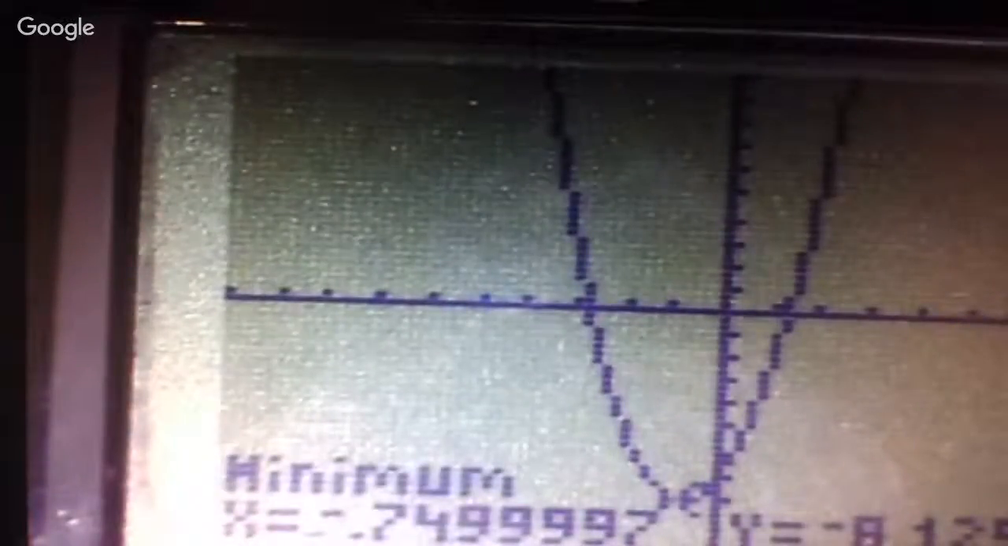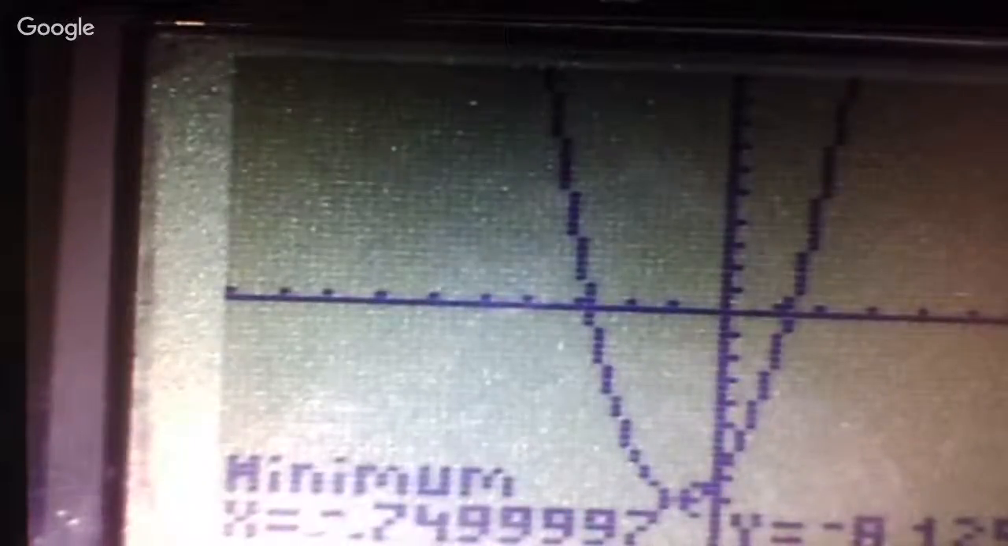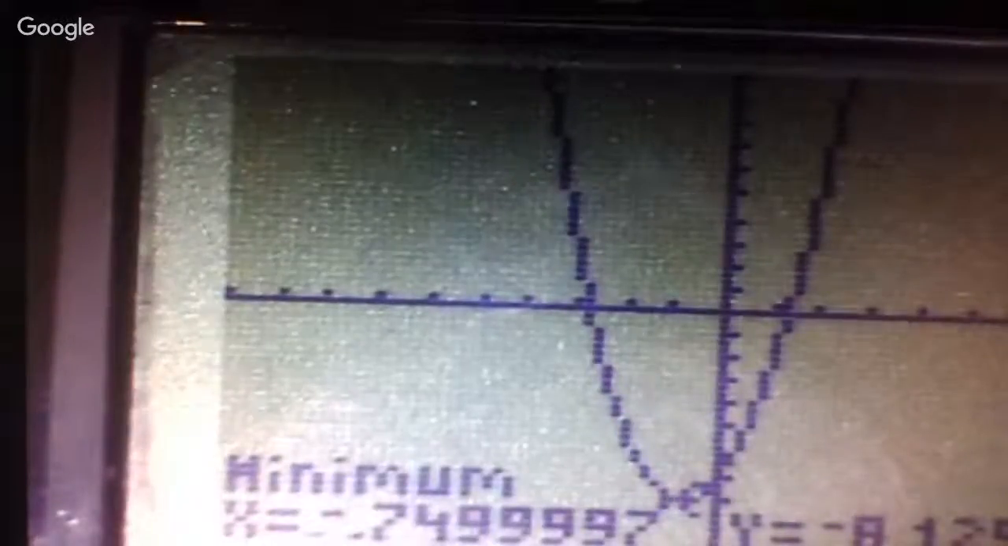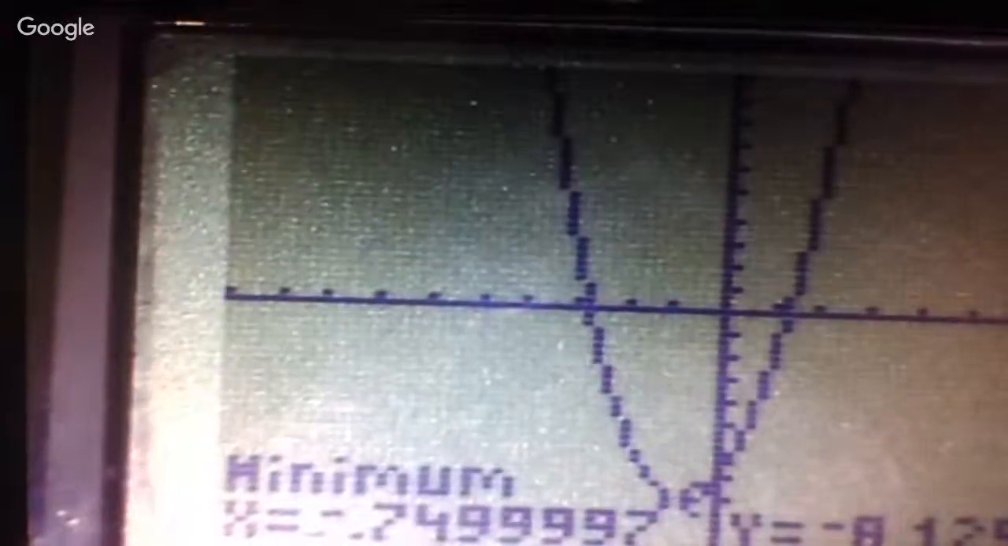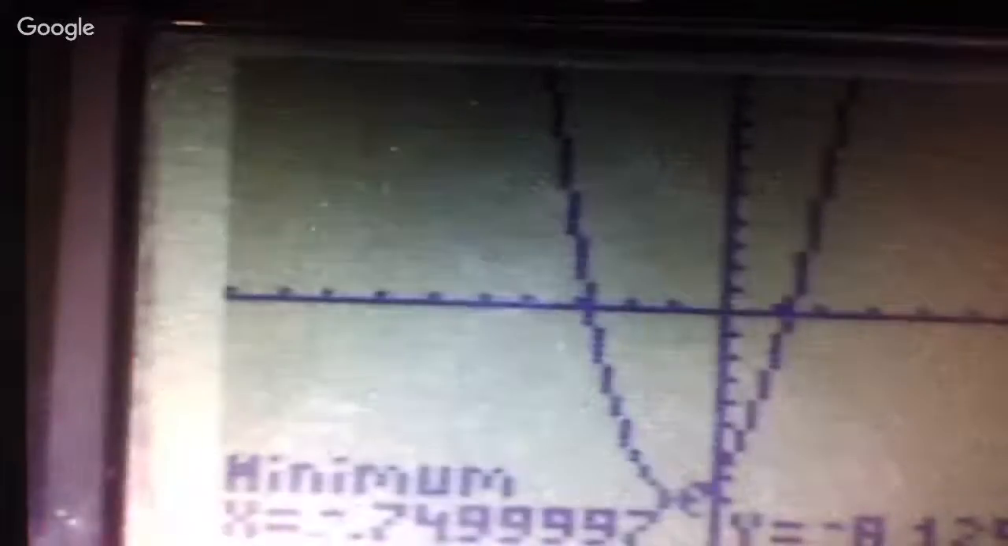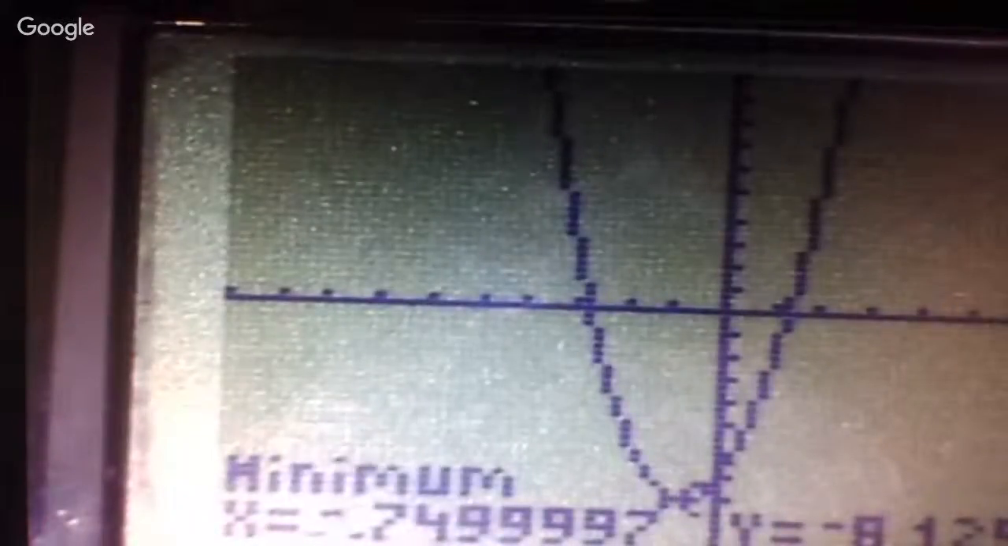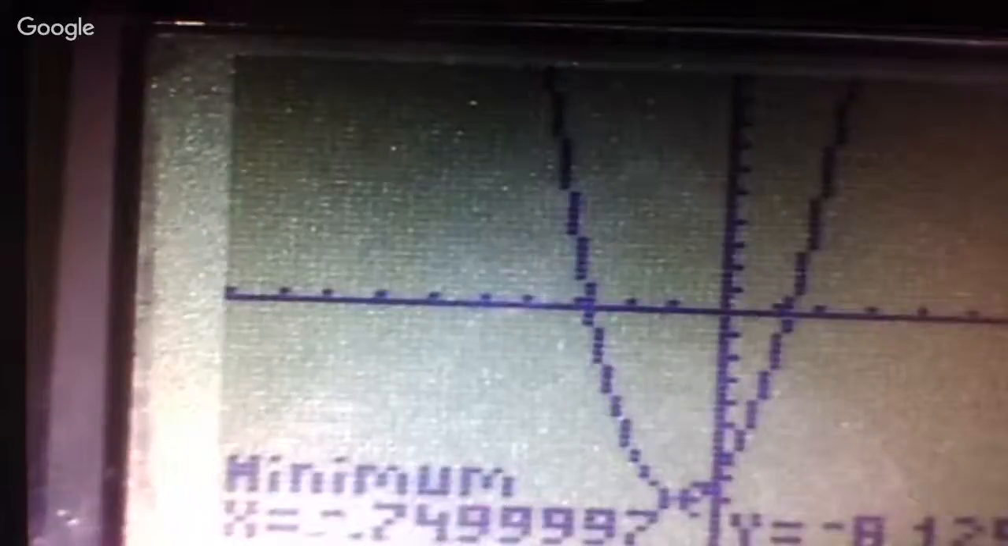Okay. This time, take a look at what it gave me. Negative 0.7499999997. What does that round to? Negative 0.75. Okay. That is close enough to negative 0.75 to round that. You can't get any closer. Okay. And negative 8.1. You could get closer.